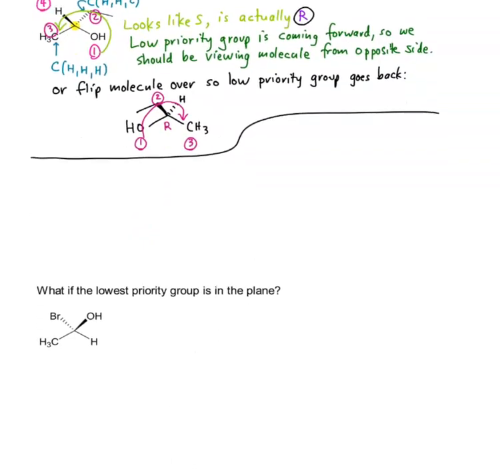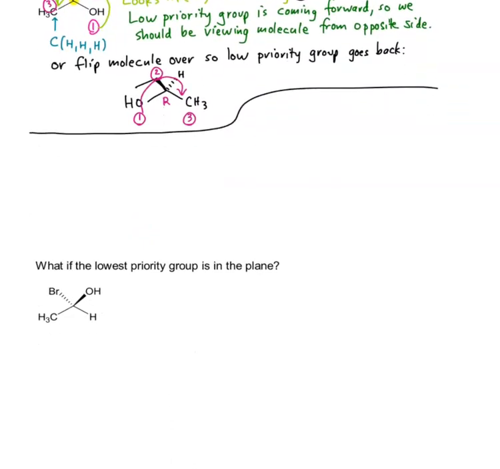Okay, so the final case, what if the lowest priority group is in the plane? There's 2 ways you could do this. There's actually probably more than 2 ways, but I'm just going to show you 2 ways, and then you might come up with a different way on your own that makes more sense to you, but I would recommend one of these things. So let's say method 1.